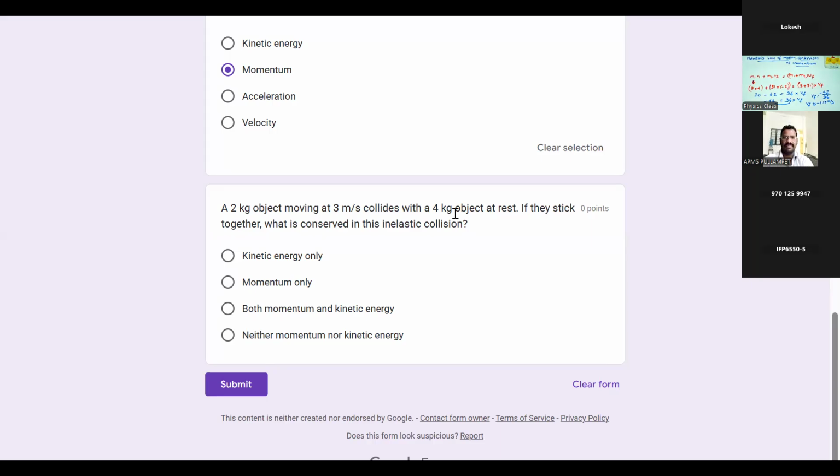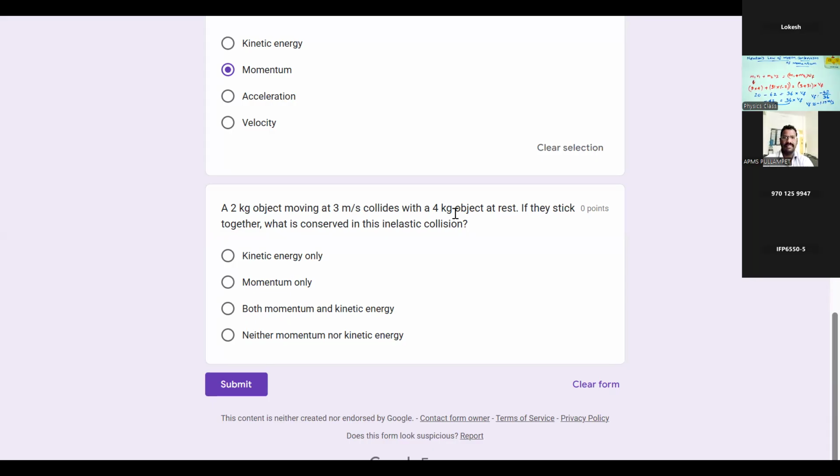But there is only one difference between the inelastic collision and the elastic collision. Already I told you in the class, for the elastic collision, total kinetic energy is conserved. That means there is no energy loss. In the elastic collision, there is no energy loss. So elasticity is 100%. So total kinetic energy is conserved.